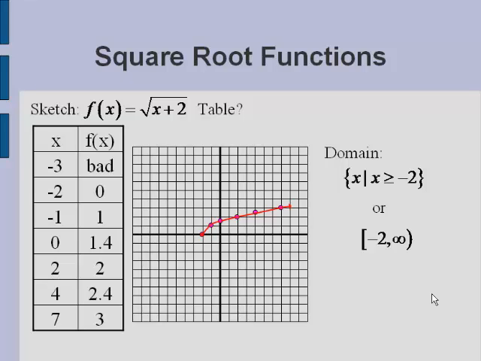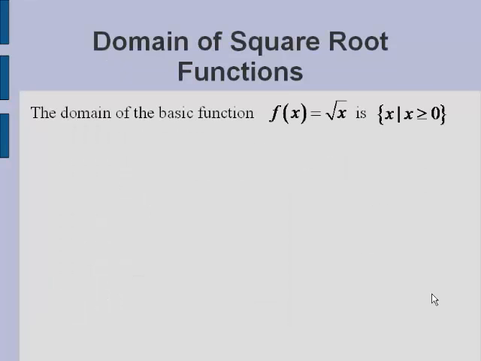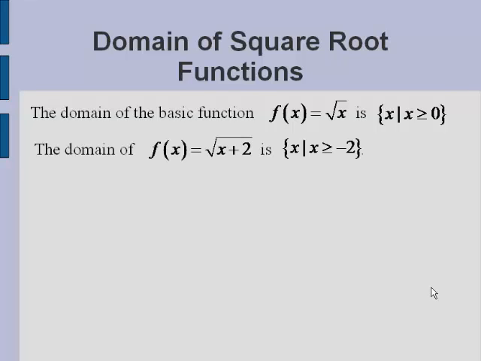Let's talk a little bit more about the domain of a square root function. So we saw that the domain of the basic function, f of x equals square root of x, is the set of x such that x is greater than or equal to 0. And we saw that the domain of f of x equals the square root of x plus 2 is the set of x such that x is greater than or equal to -2.